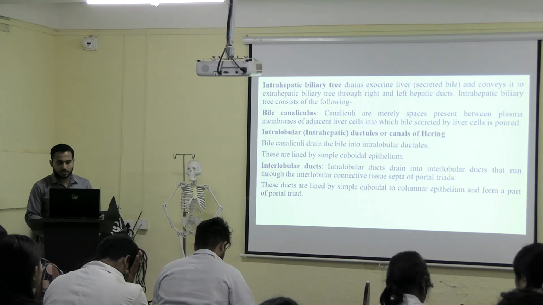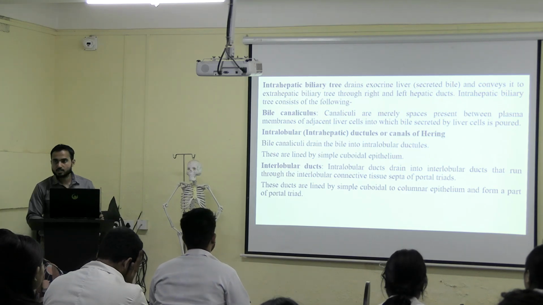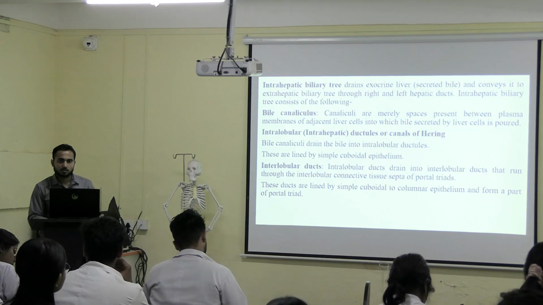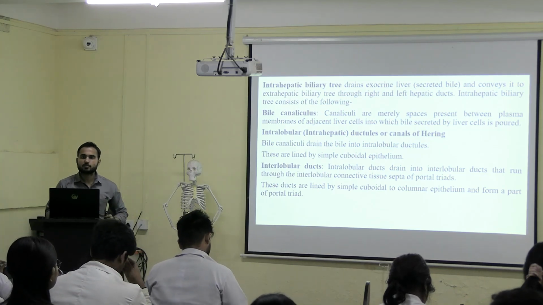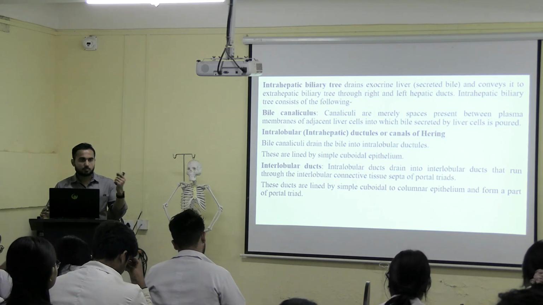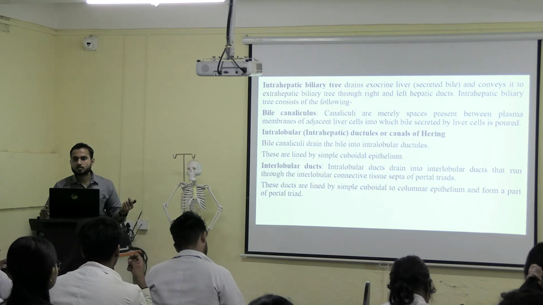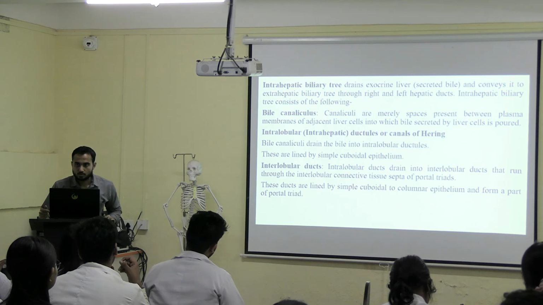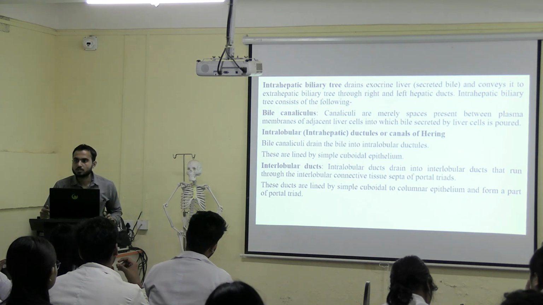Okay, next is the drainage system, that is the intrahepatic biliary tree. Okay, so the extrahepatic one we have already discussed earlier. That means the bile which is produced from the liver. From where is the bile produced? No. Bile, from where is the bile produced? Who said gallbladder?